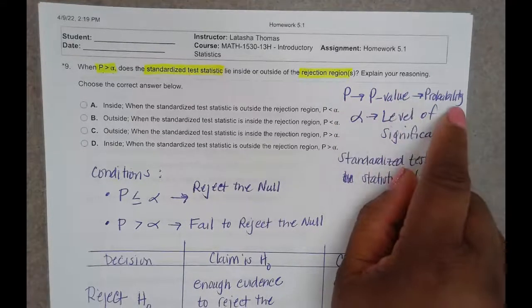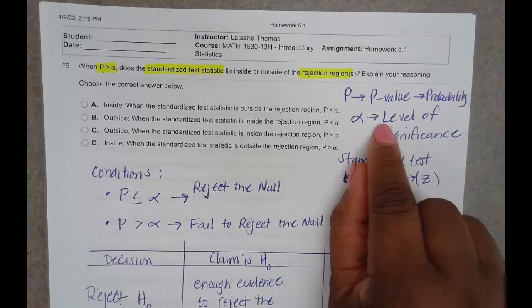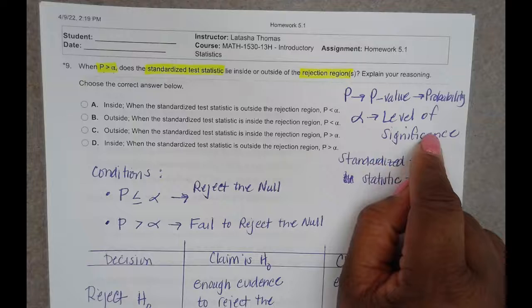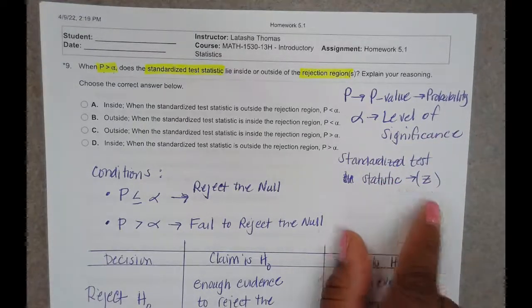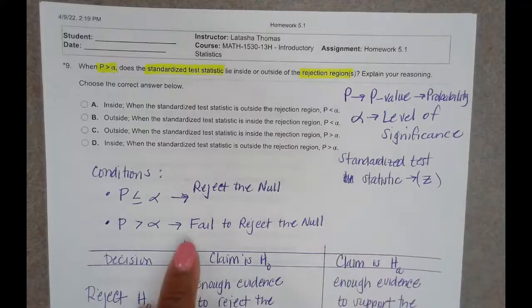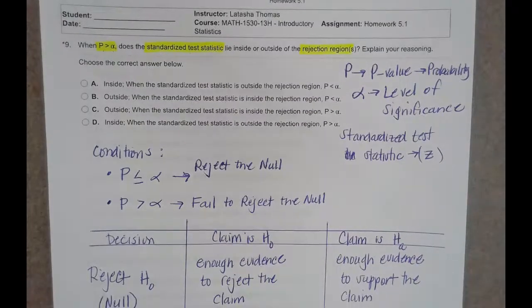which is also our probability. Alpha is called the level of significance. Our standardized test statistic, we know that as Z. So we have some conditions as to when we reject or fail to reject the null, comparing the p-value to alpha. So this is different from what we did in class. So here we have another set of conditions on when to reject or fail to reject by comparing the p-value to the level of significance.